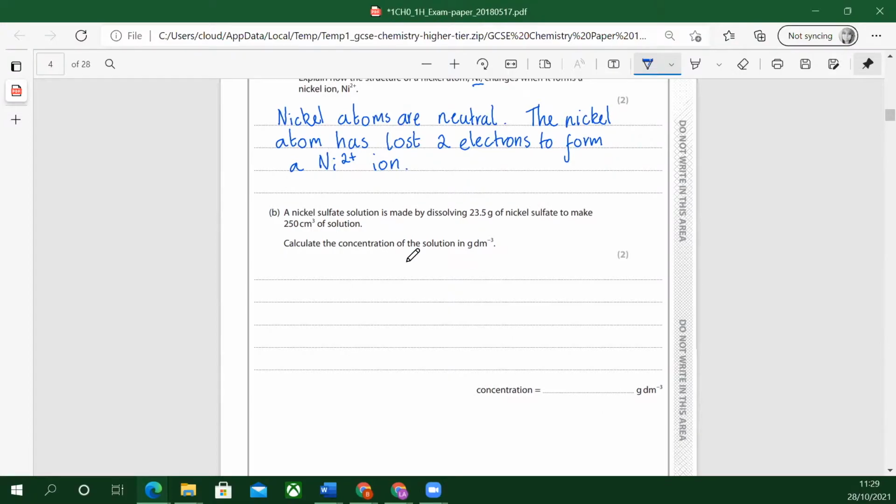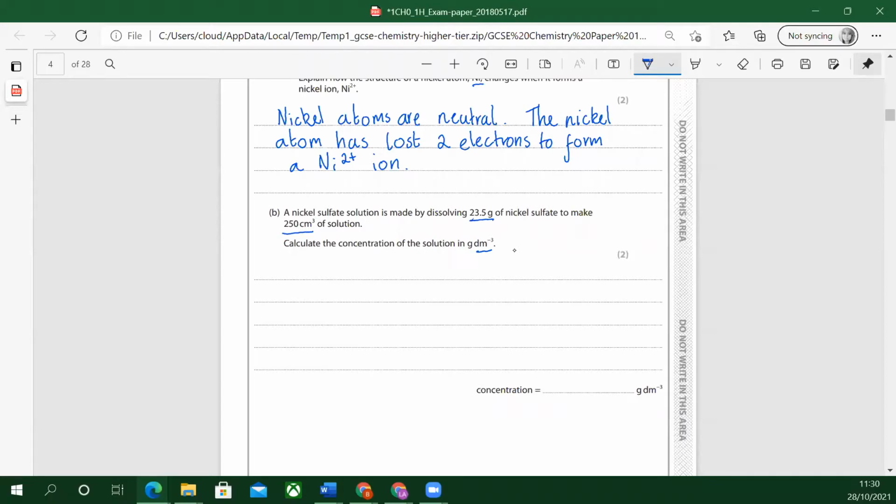Okay, so let's have a look at this one. A nickel sulfate solution is made by dissolving 23.5 grams of nickel sulfate in water to make 250 centimeters cubed of solution. So the water is dissolving it, and that is the solution. So calculate the concentration of the solution in grams per dm cubed. Okay, so I might do this in a different order to you, but there's more than one way of doing this. Okay, so I would look at the units, grams per dm cubed. We've already got that in grams, so that's okay. We don't have to convert that. But this volume is in centimeters cubed. So we need to convert that to decimeters cubed.